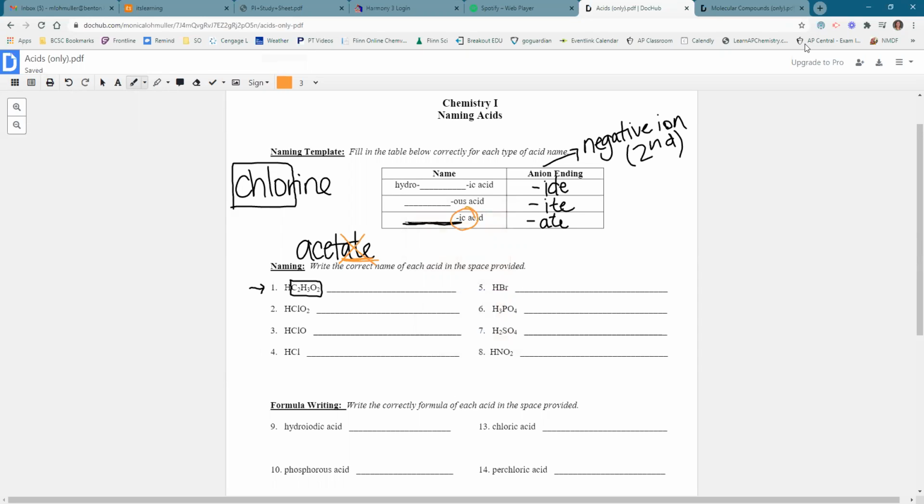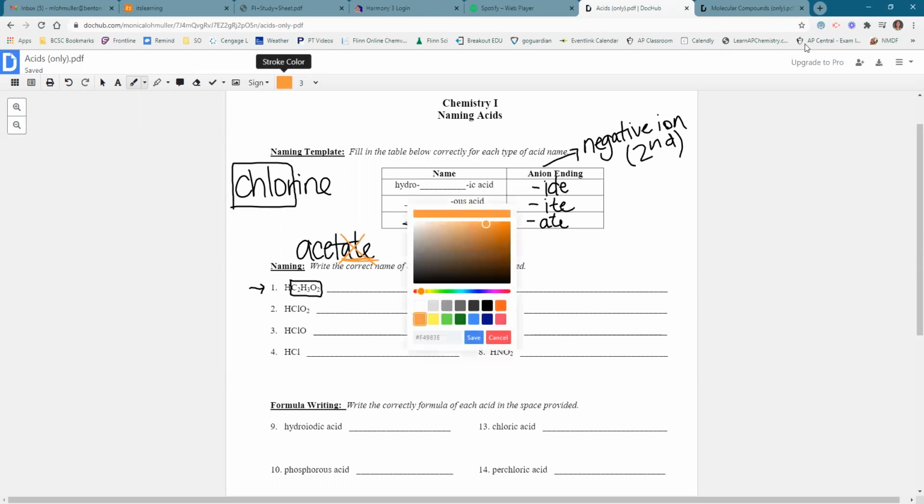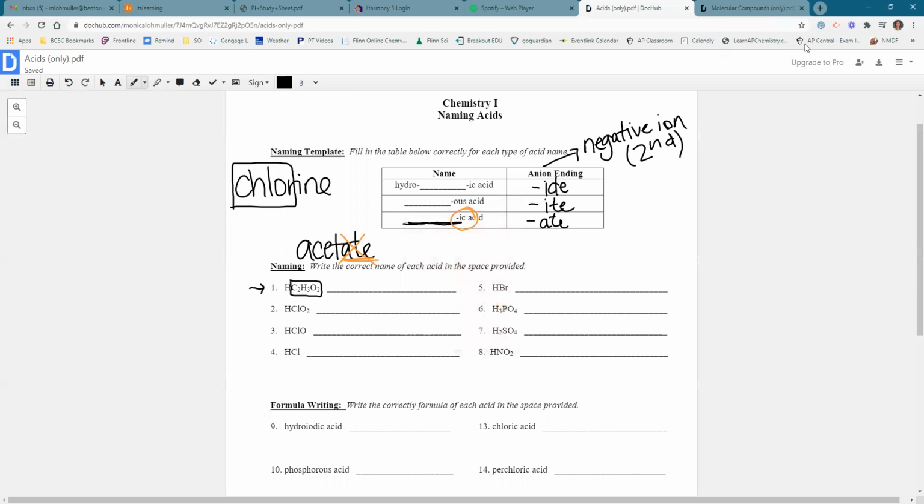Okay, so the name of HC2H3O2 is going to be acetic, and then every acid has the name acid as part of the name. So it's acetic, and then separately as another word, acid. So the correct name of HC2H3O2 is acetic acid.